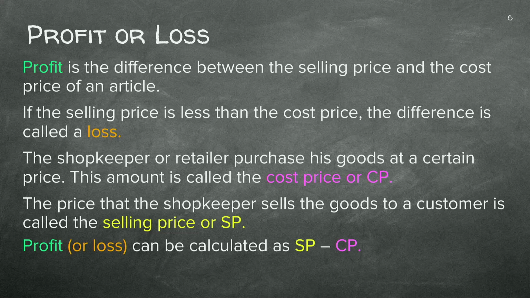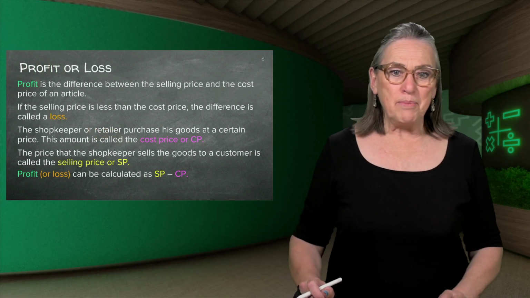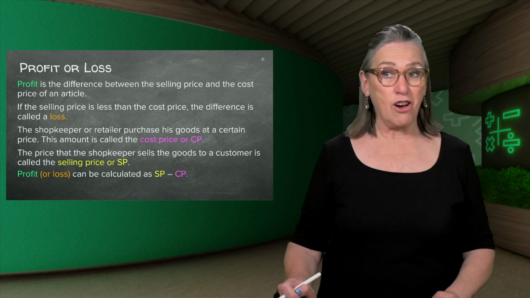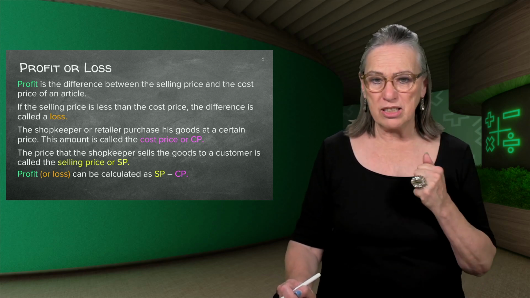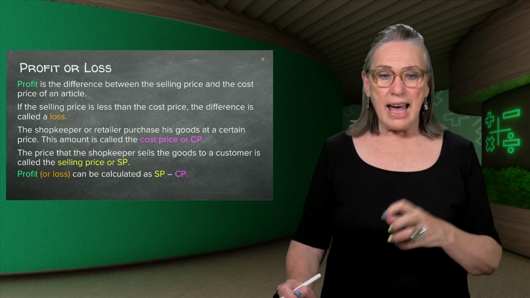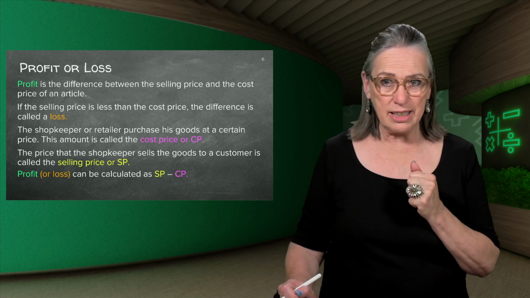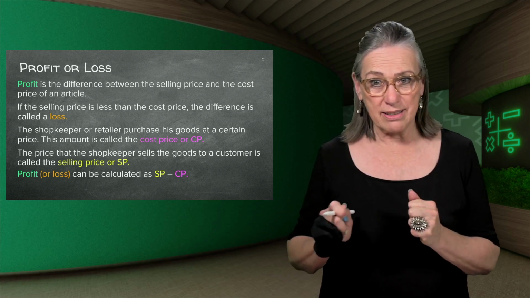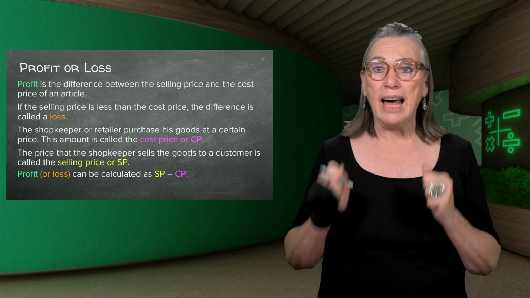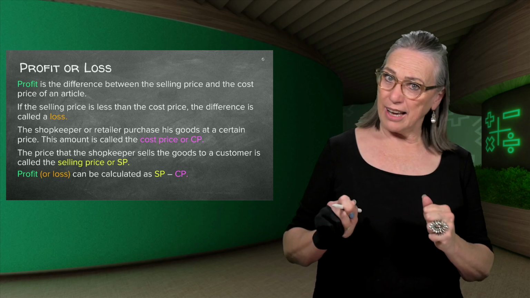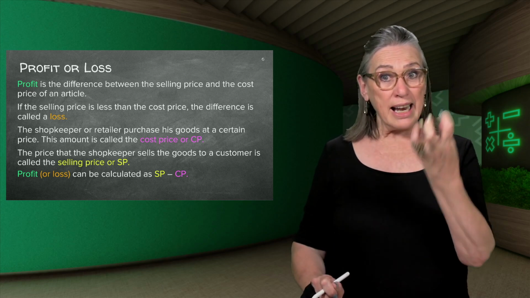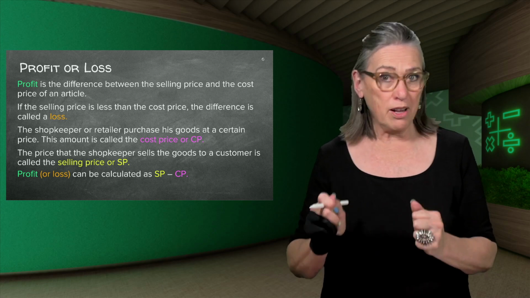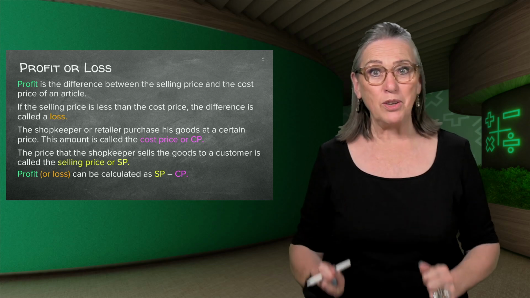Profit or loss. Now, I think you know this. Profit is the difference between the selling price and the cost price for an article. So you have got a chocolate and you pay 10 Rand for that chocolate, but your friend really wants that chocolate, so you're going to sell it at 12 Rand. So you're going to make how much money? Correct, 2 Rand. So now, your cost price was 10 Rand, your selling price was 12 Rand. The difference then will be your profit.